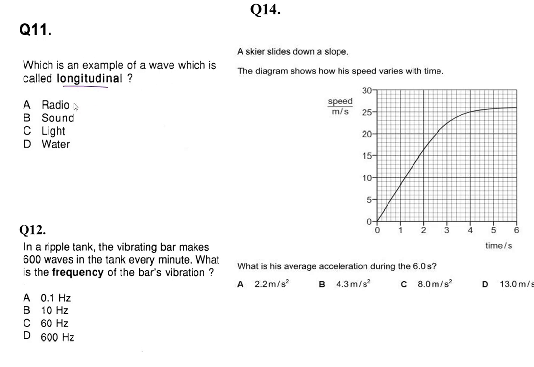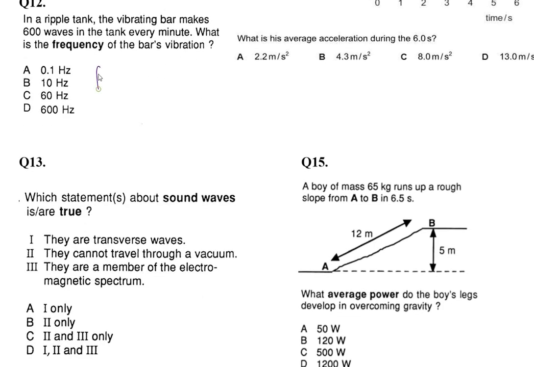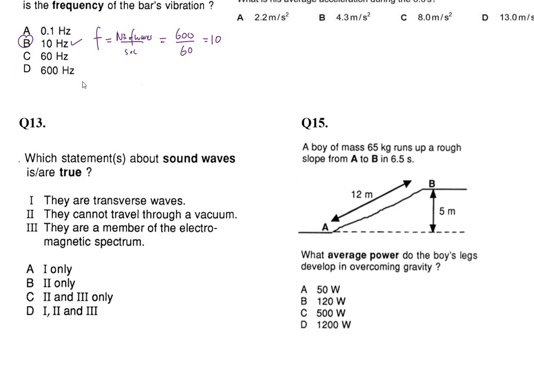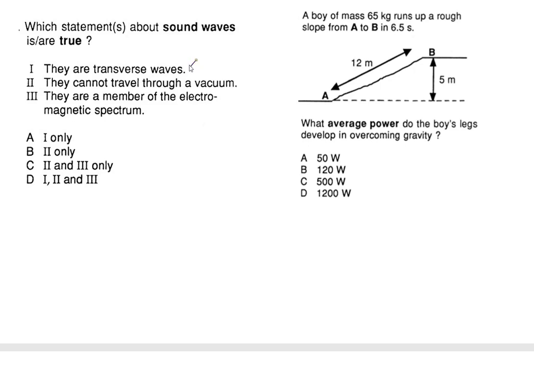Okay. Now, which is an example of longitudinal waves? Radio wave is transverse, light is transverse, water is transverse, so therefore sound is the one. Okay, now here, and it's still working out, so frequency is number of waves per second, so 600 waves per minute. So 1 minute, how many seconds in 1 minute? Here we go, and the answer is 10. Okay, so are they transverse? No. Can they travel in a vacuum? They cannot travel in a vacuum. Good. Remember, so only 2. So this is the one.